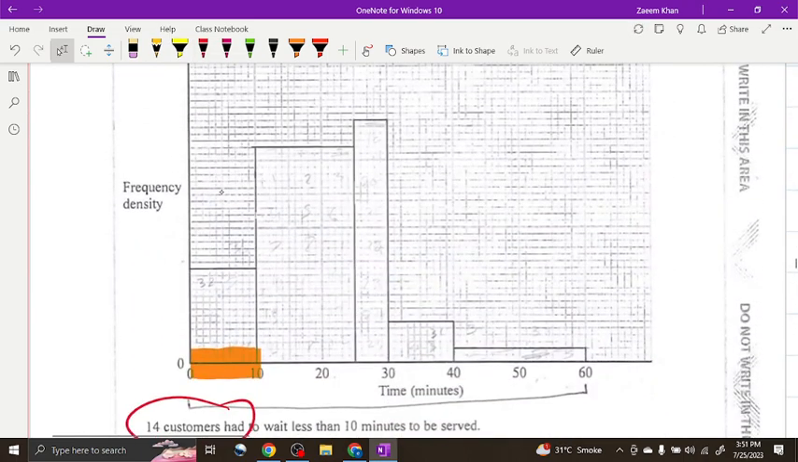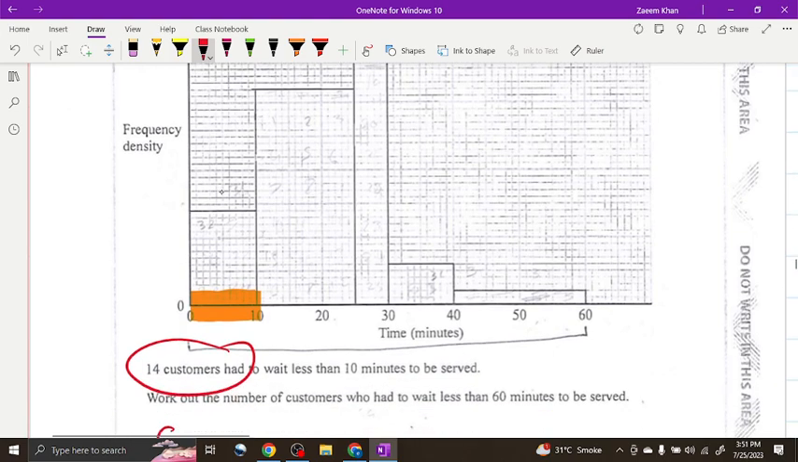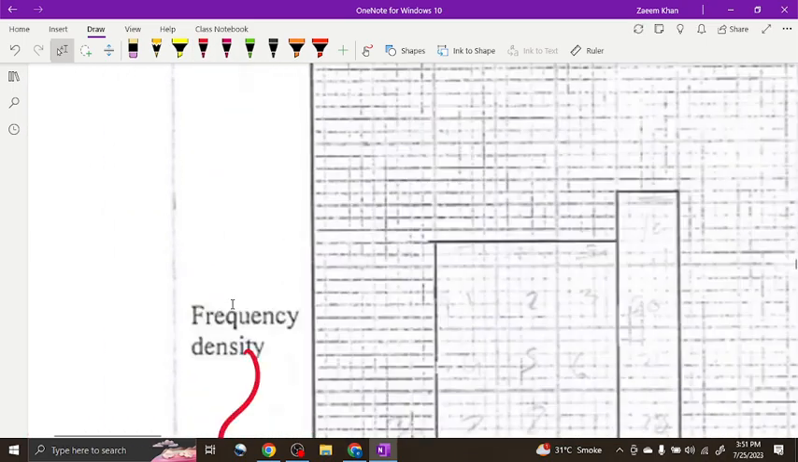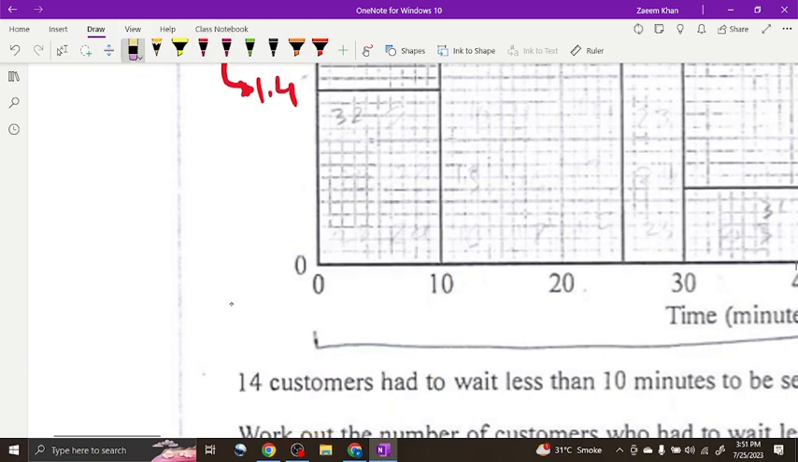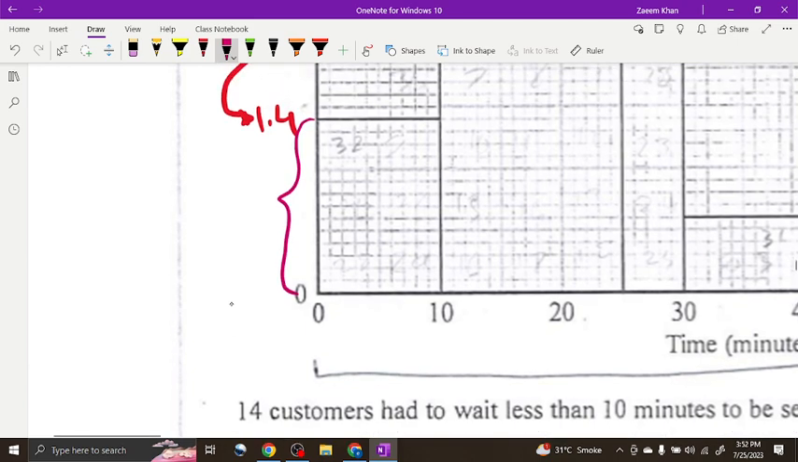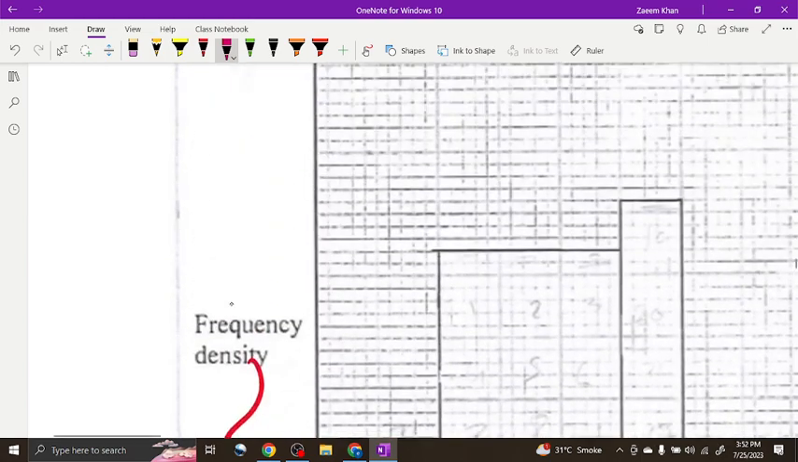Now what does 1.4 represent? Or how does this help you if I were to write 1.4 over here? See the line over here for 0 to 10? We just found out its frequency density to be 1.4. How does this help? Any clue? It shows the frequency. Well, it does show the frequency density, you're right, but it would help us in being able to label what is.